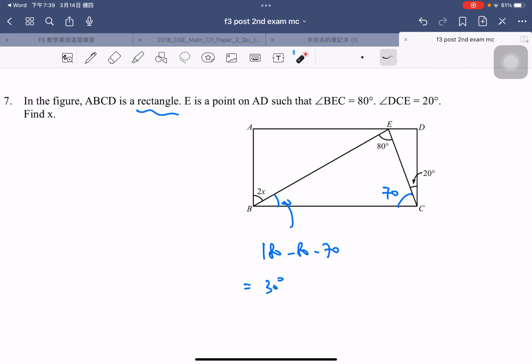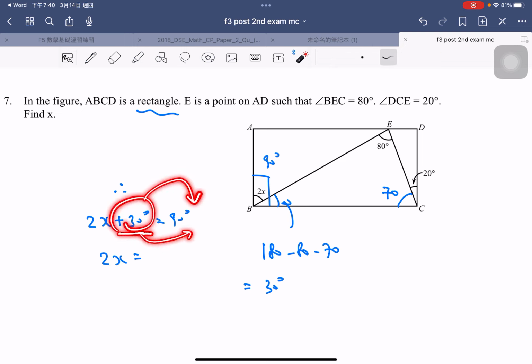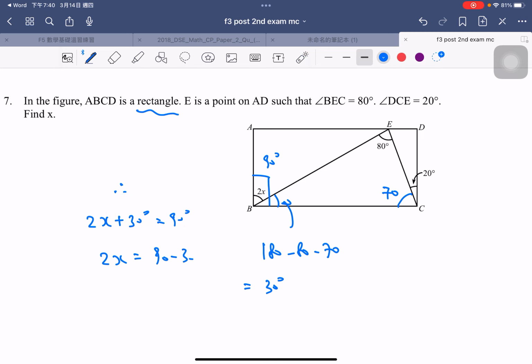So now we know the whole angle is a right angle, so the whole thing is 90 degrees. So we have 2x plus 30 degrees equal to 90 degrees, because this is 2x and this is 30. So now we can solve the equation. We have 2x equal to 90 minus 30. I don't want plus 30, so I move it to the right, it becomes minus. So 90 minus 30 gives you 60. So 2x equal to 60. I don't want to times the 2, so I move it to the right, it becomes divide. So x is equal to 60 divided by 2, giving you 30 degrees.